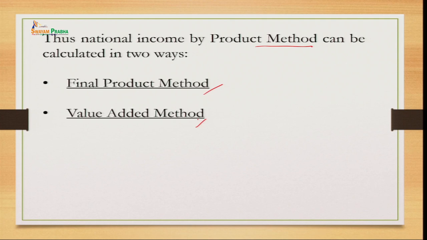Looking at this, we can calculate income by the product method in two different ways. We can use the final product method, or we can use the value added method. See, the final product method is a direct way of calculating national income, where you look at the final prices at which the product is being sold. Here you take the market price of the product, the prices I was telling you about initially: GDP at market price, NNP at market price, or NNP at factor cost.